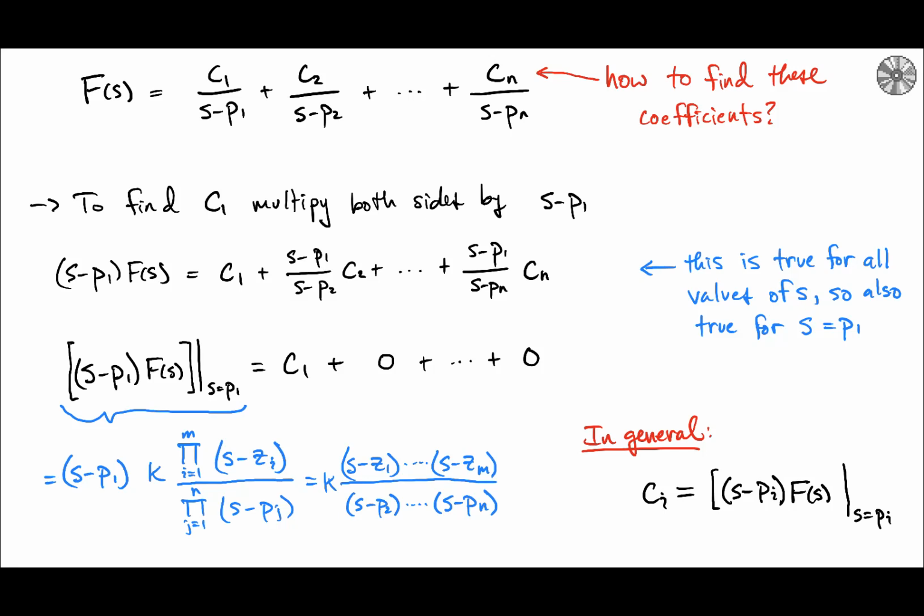And so if it's equal at all values of S, then that means it should also be equal at S equals P1. And so the elegant part about this is that it's easy to evaluate the original transfer function multiplied by S minus P1 at S equals P1. And then on the right-hand side, because we're evaluating at S equals P1, all of the other terms are 0. And so all we're left with is C1. And so this seems a little abstract, so it's a little bit easier to see this on an example.